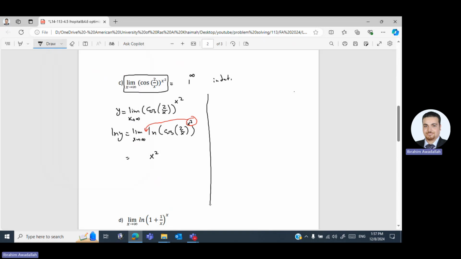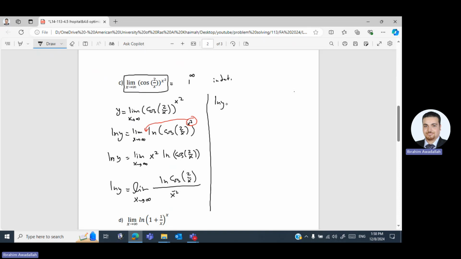Let me make a line here. And ln cosine 2 over x. And as the previous question, almost, x squared will be down, so this will be limit. X goes to infinity, and this will be ln y. So ln y equal limit ln cosine 2 over x divide, I can write 1 over x squared, or it's easier to write x to the power minus 2 like the previous question.